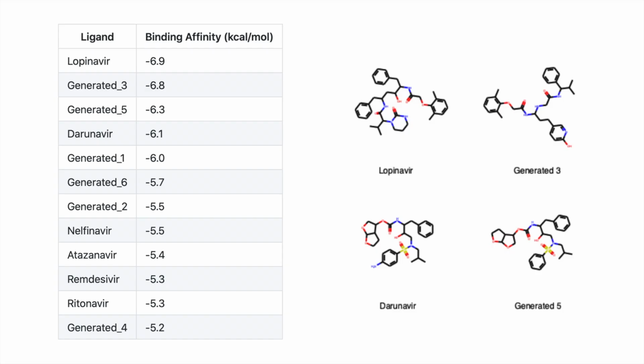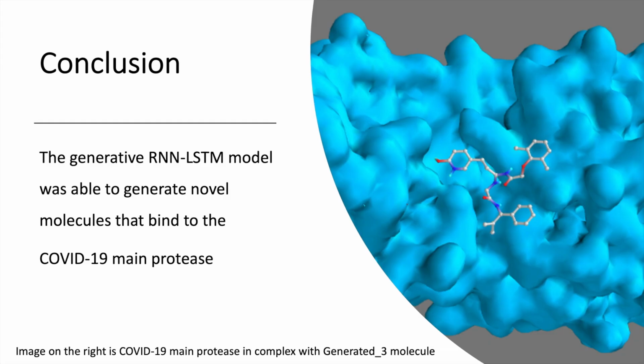So here's the final result of the binding affinity between the molecules and the COVID-19 main protease. Lopinavir shows the highest binding score with negative 6.9 kcal per mole, followed closely by Generative 3 with negative 6.8 kcal per mole. The more negative the binding affinity is, the better it binds to the protein. So the more negative, the better it is. In conclusion, the generative RNN-LSTM model was able to generate new molecules that can bind to the COVID-19 main protease.